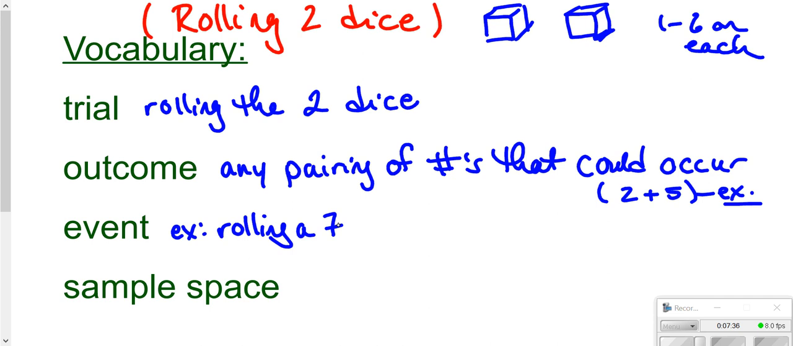The distinction here between outcome and event is that outcomes could have a lot of different options. Getting the 2 and the 5 is part of the event of rolling a 7. So the outcome 2 and 5 is within the event of rolling a total of 7. But there are other outcomes that would fit inside the event, such as a 1 and a 6, a 6 and a 1, a 3 and a 4, and a 4 and a 3. So there are many outcomes that would fit inside the parameter of rolling a total of 7.